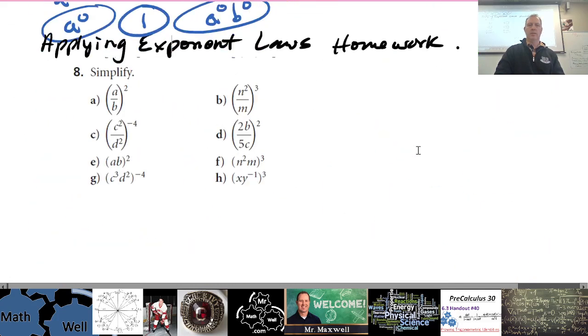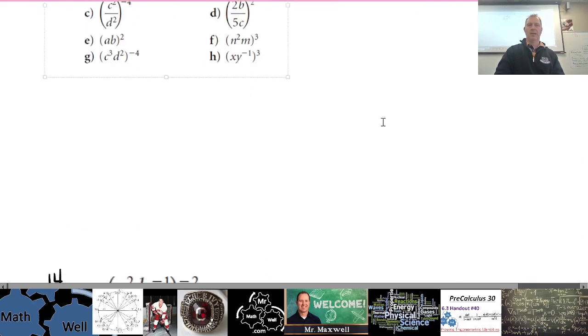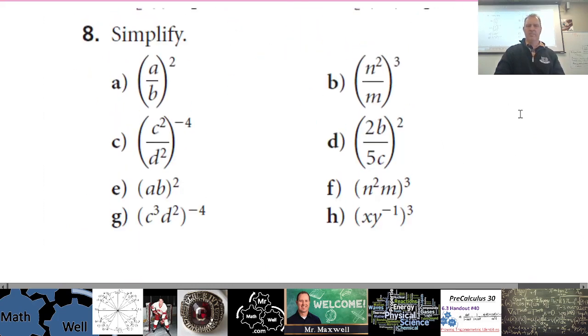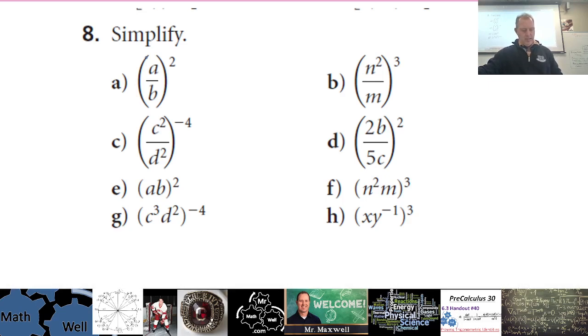Let me see, some questions from your homework. Okay, let's do number 8 here. Let's take a look at number 8. All right. So simplify. I believe that simplifying is always going to mean positive exponents in the end. Yeah, it's going to mean positive exponents, okay?